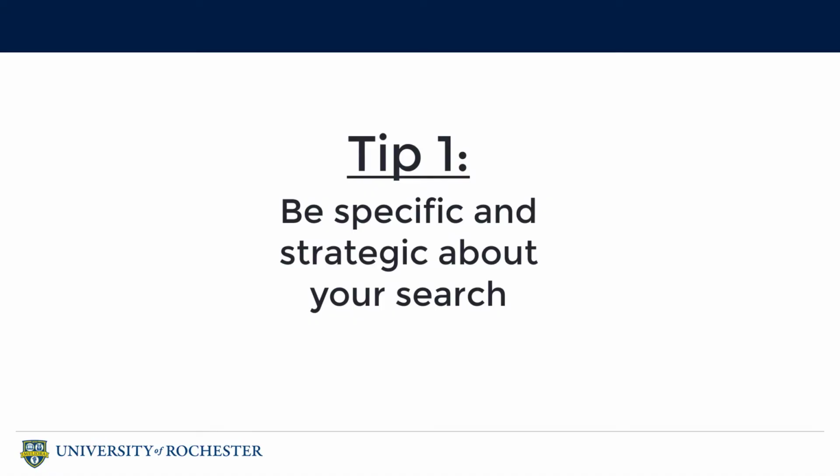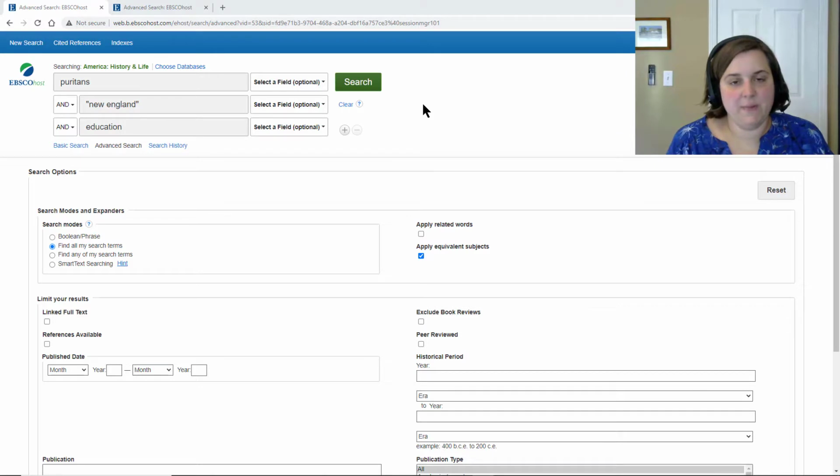Tip 1. Be specific and strategic about your search. This is a tip that can apply to almost any library database. The more thought you put into your search before you start, the better your search results are going to be. One thing to think about is how you want to break your search down into different search concepts. The way I conceptualize this is think about your research question and try to explain it to somebody in 3 words, maybe 4 words or less. Those are your big and main search ideas.